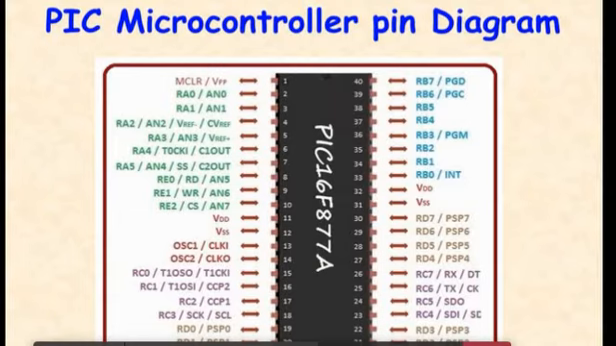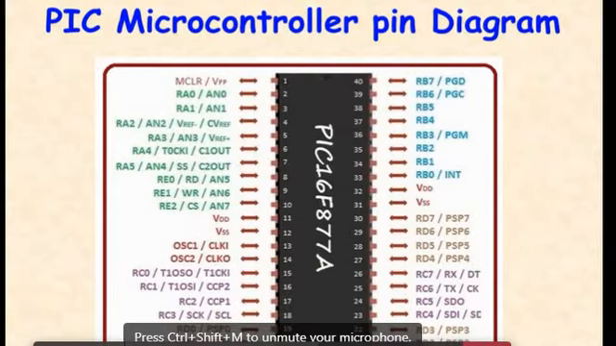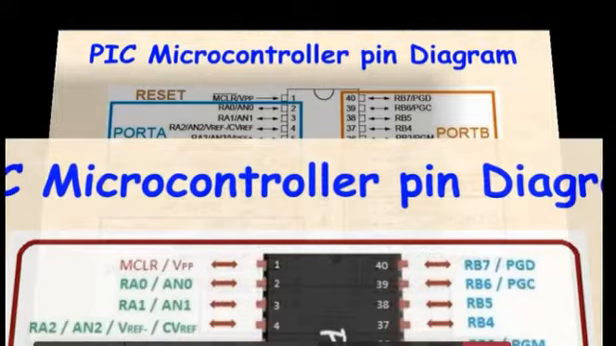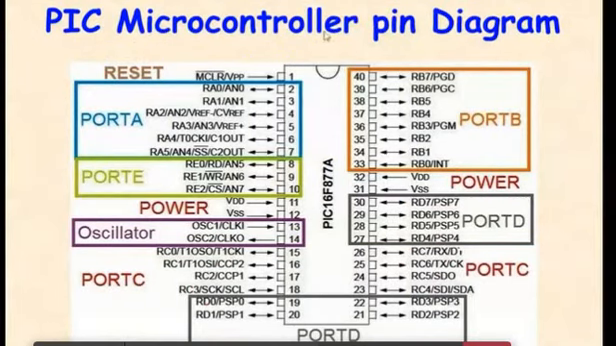If you see the port pins, it is RB, RD, RC, RA, RE. So there are different ports. So we'll separate these pins into ports like this. Pin number 1 is reset, which requires an active low signal. Pin number 2 to 7 is port A. Pin number 33 to 40 is port B.